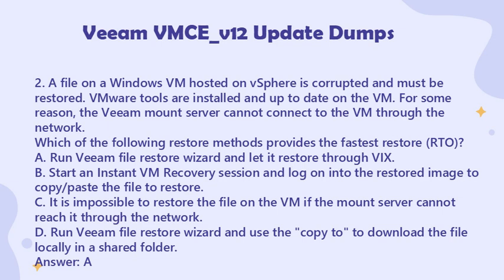A. Run Veeam file restore wizard and let it restore through VIX. B. Start an instant VM recovery session and log on into the restored image to copy and paste the file to restore. C. It is impossible to restore the file on the VM if the mount server cannot reach it through the network. D. Run Veeam file restore wizard and use the copy to download the file locally in a shared folder. Answer: A.